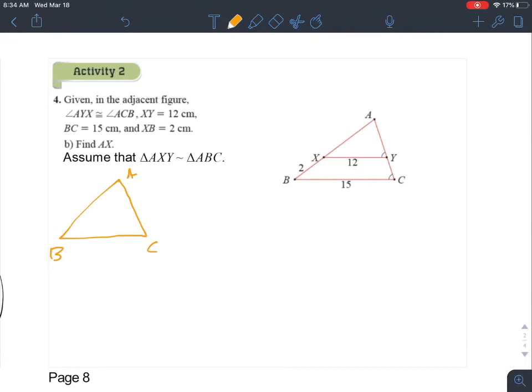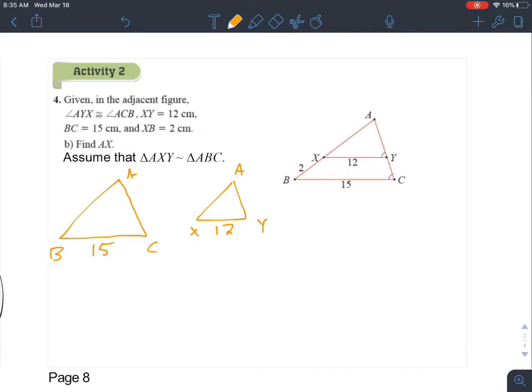And we don't know that full side length here, but we do know that the bottom is 15. And then for the smaller triangle, AXY, we know that the base is 12. And again, we don't know what that side length is. So what we can do, we need to find our scale factor.